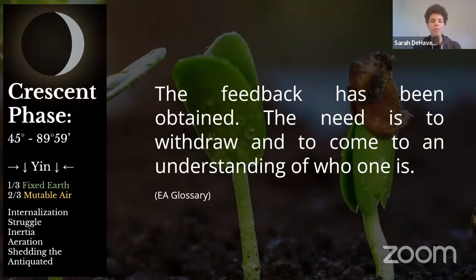All right, so the Evolutionary Astrology glossary says the feedback has been obtained, like the feedback from the previous phase, right? That feedback from the outer world. The need to withdraw and come to an understanding of who one is. So the feedback has been obtained, but it's still a very subjective point in development. So there's this, I need to come into myself to feel what's right for me, to understand who I am, where I'm going, and what I'm wanting to bring into the world. It's a very, very personal phase, the crescent phase.